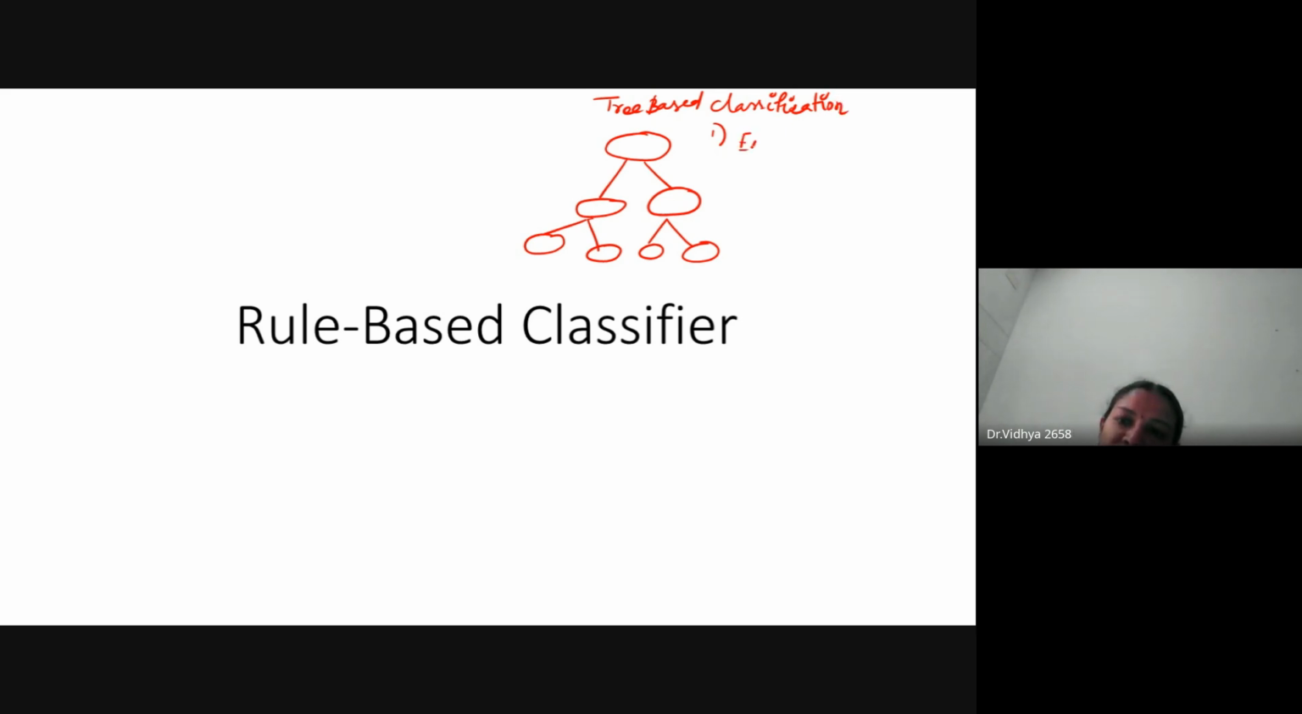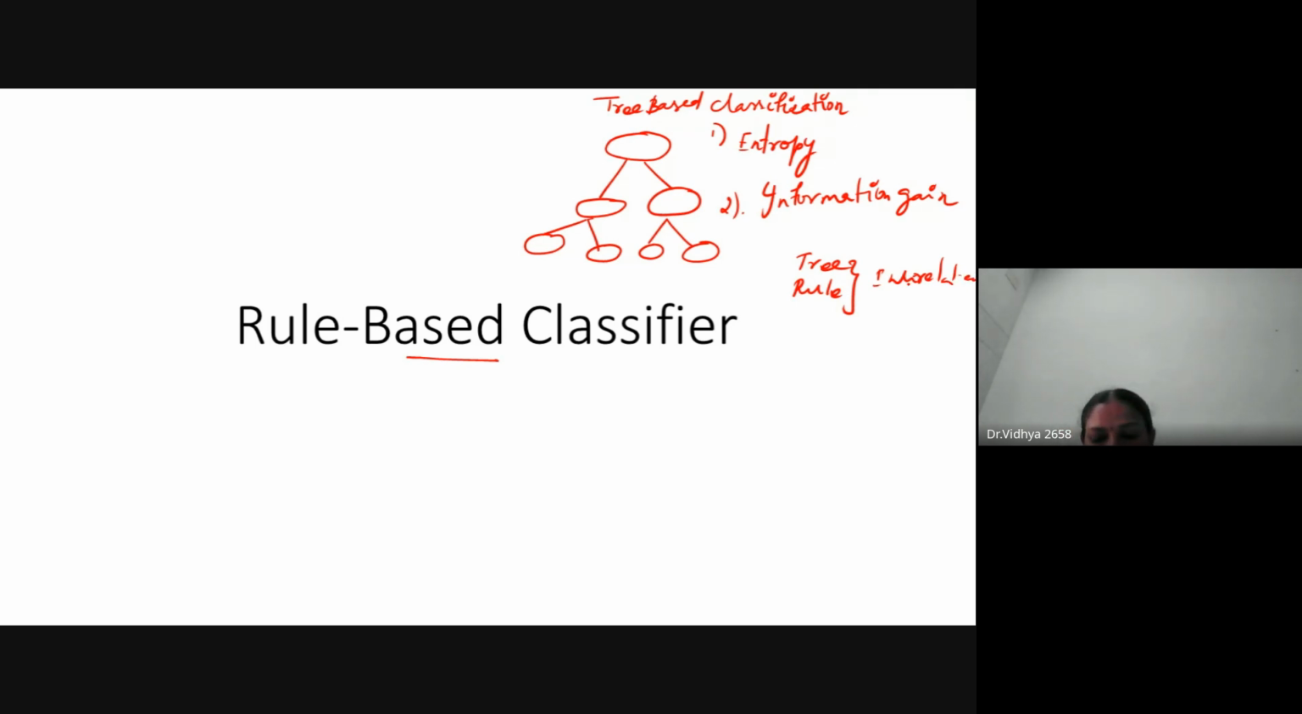In tree-based classification, we have seen two important elements or metrics. One is entropy, another one is information gain. Then we came to the rule-based classifier because the tree-based classifier and the rule-based classifier are interrelated to each other. So let us look into the concept of the rule-based classifier.